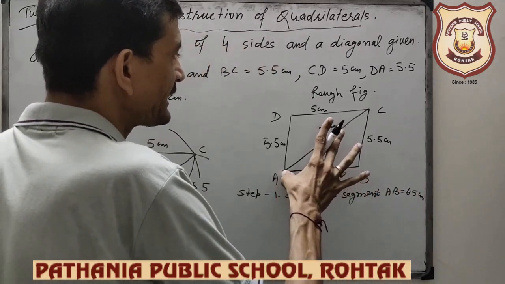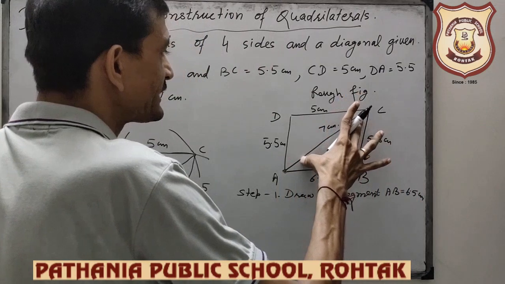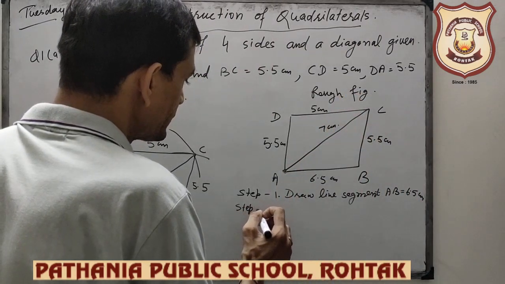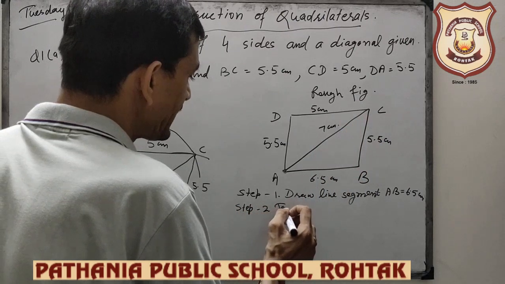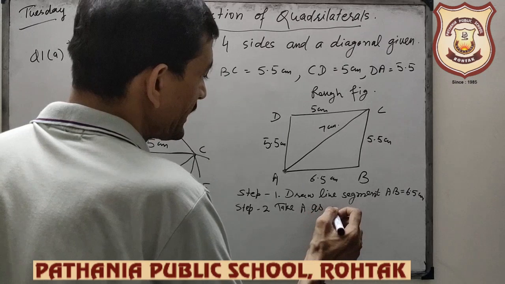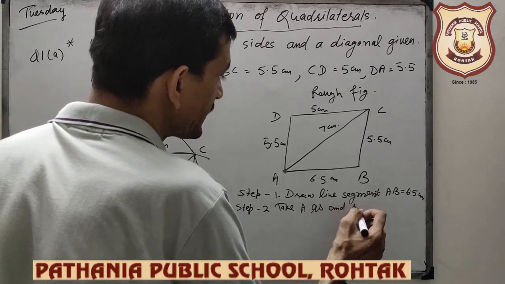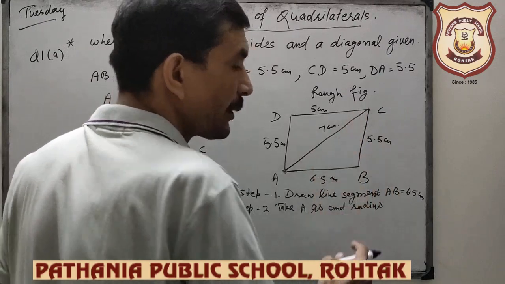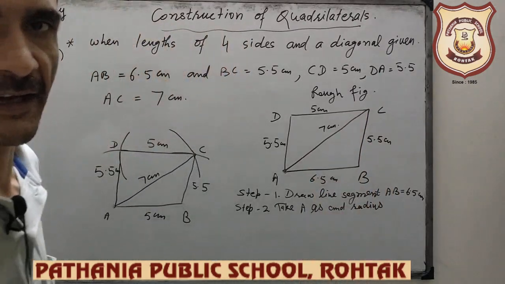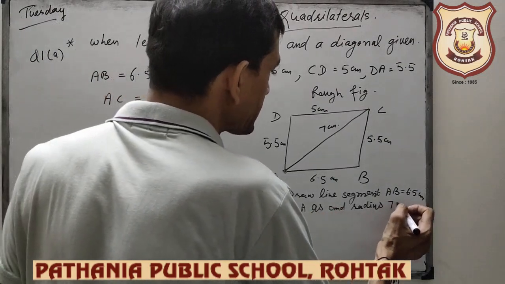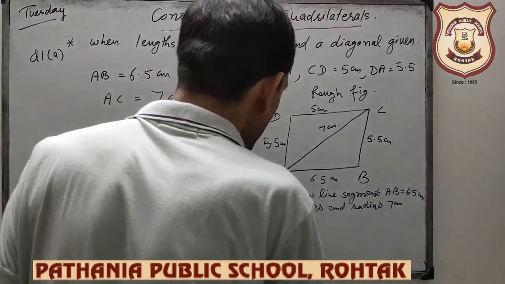Now taking A as center and radius is 7. Step 2. Take A as center and radius is equal to, or open the compass up to 7 centimeter. You may write like this: take A as center and radius is equal to 7 centimeter. Draw an arc.